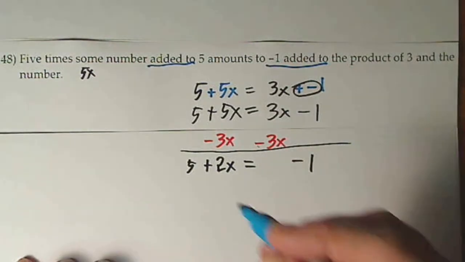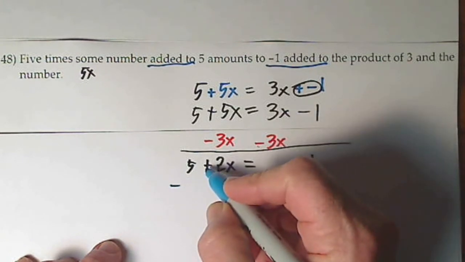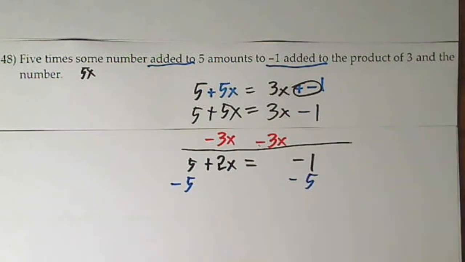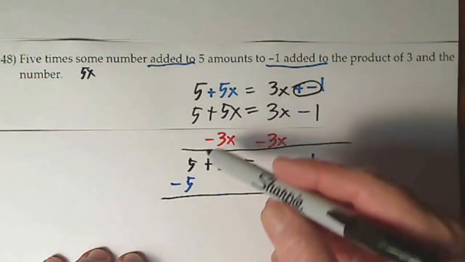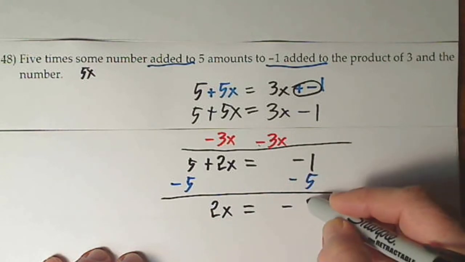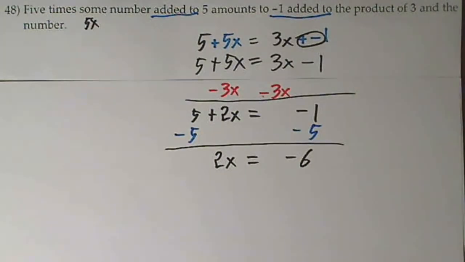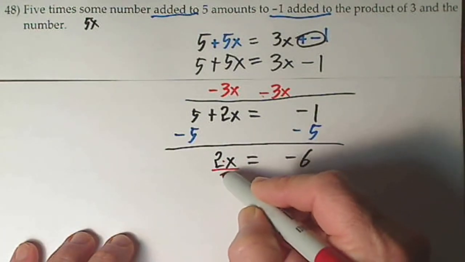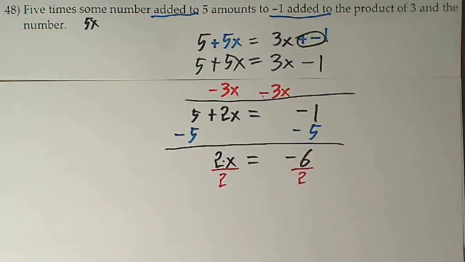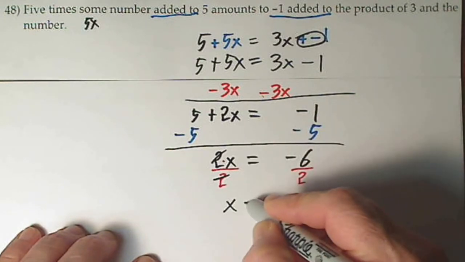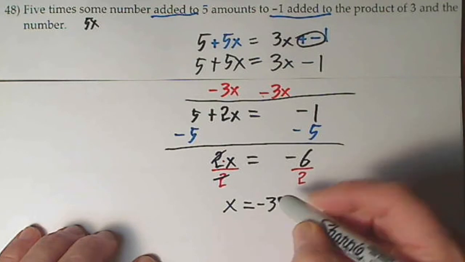Let's get rid of this 5. It's held there by addition or subtraction. It's a positive 5, so I put negative 5 underneath it. Negative 5 over here. Just draw a line and bring everything down. That's a 0. You don't have to write it. 2x equals negative 6. One step away from the solution. You want to get rid of the 2. It's held there by multiplication. The opposite operation is division. And you basically have it. 2 goes into 2 once, so you have x equals negative 3.